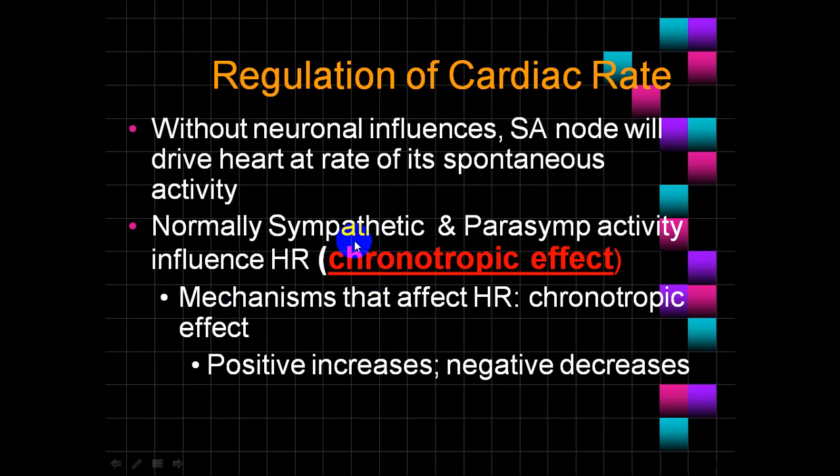Normally sympathetic and parasympathetic activity influence heart rate. This is what is called the chronotropic effect. The chronotropic effect of sympathetic and parasympathetic activity on the SA node modifies its rate. The chronotropic effect could be positive, by increasing, while negative decreases the heart rate, so negative chronotropic, positive chronotropic. This will be studied in pharmacology: positive chronotropic drugs and negative chronotropic drugs.